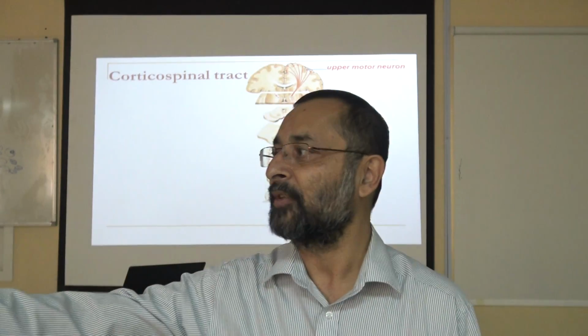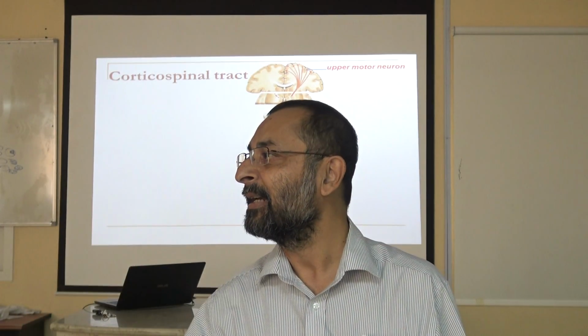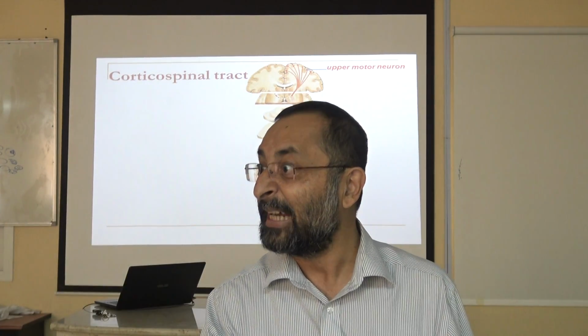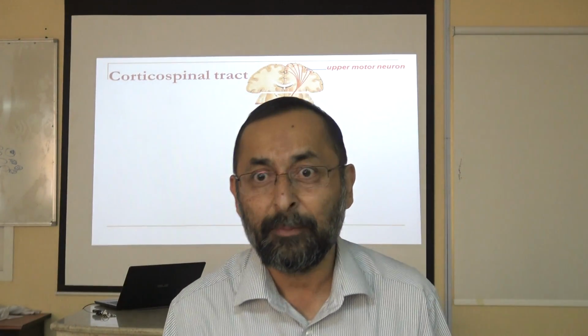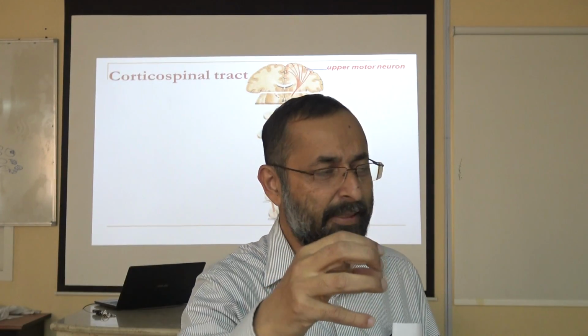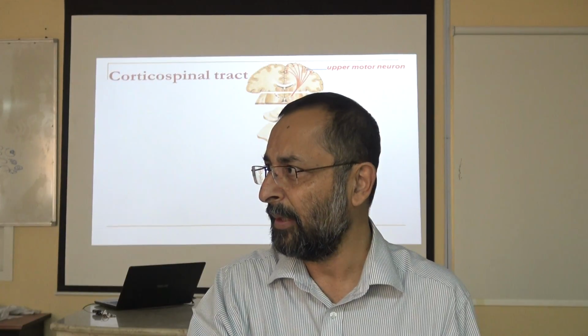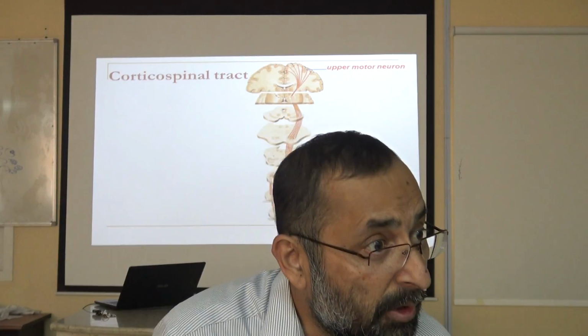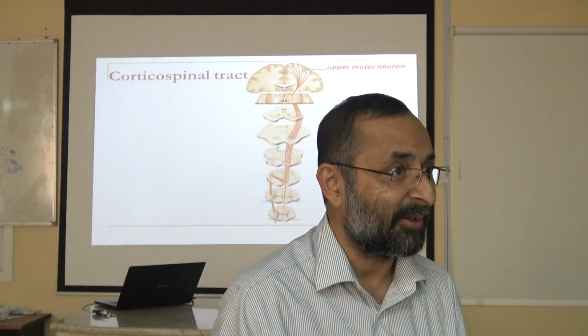Alpha motor neurons, number one, very good. And gamma. There are two very special neurons in the spinal cord, anterior horn cells, called alpha motor neurons, big size, and gamma motor neurons, smaller size. Alpha is big and gamma is small. These motor neurons are collectively called the lower motor neurons of the spinal cord.